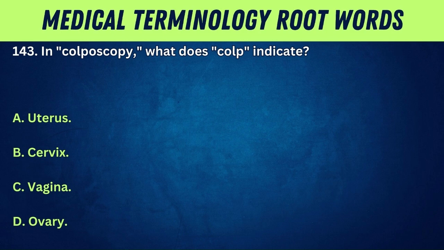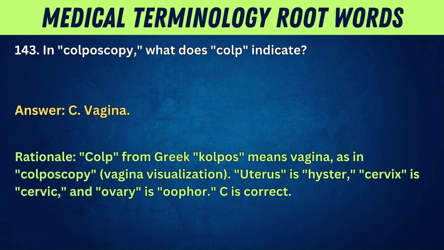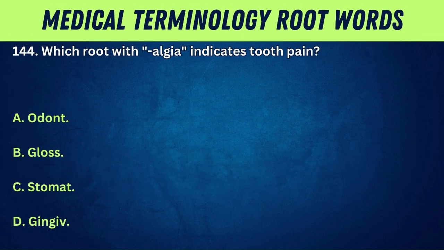143. In colposcopy, what does colp indicate? A. Uterus. B. Cervix. C. Vagina. D. Ovary. Answer: C. Vagina. Rationale: Colp from Greek kolpos means vagina, as in colposcopy, vagina visualization. Uterus is hyster, cervix is cervic, and ovary is oophore. C is correct.